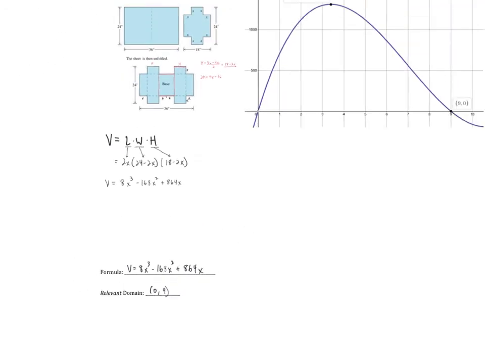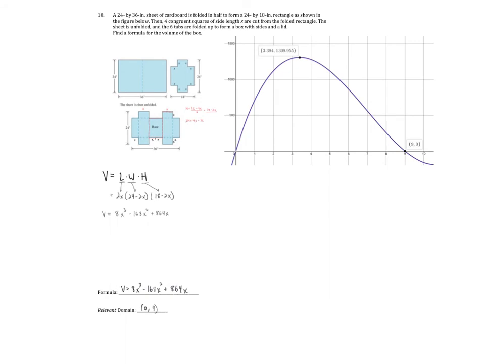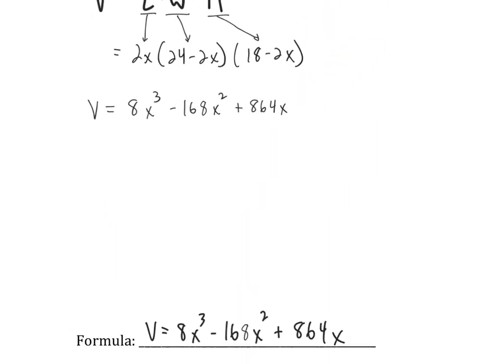Okay, so we can see the relevant domain. It makes sense that it's only the part where the graph is above the x-axis, because the y value of every point on this represents a possible volume. So we want to only consider when the volume is positive. All right, if we took the derivative of this, let's take the derivative.